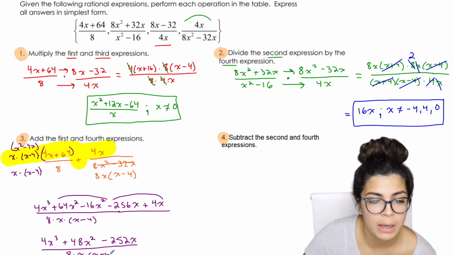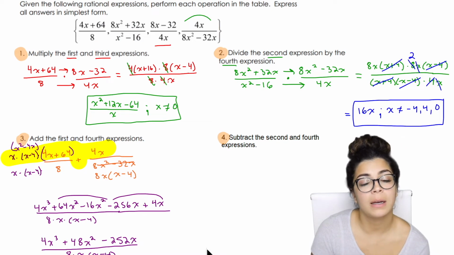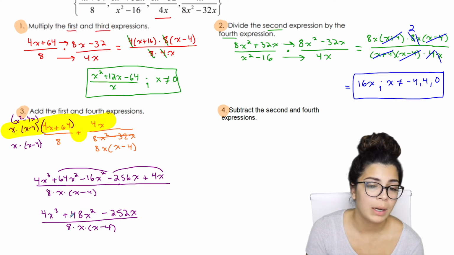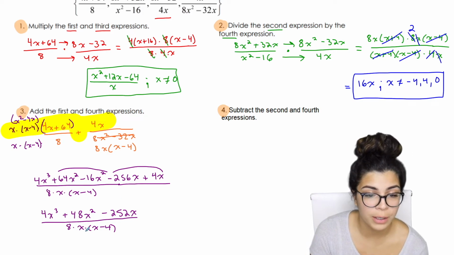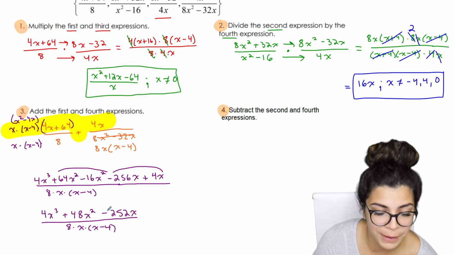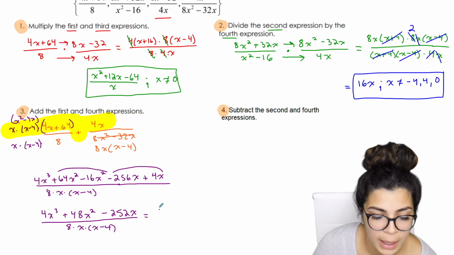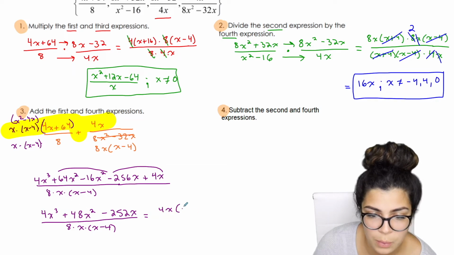Okay, now we need to go in and see, is it possible to cancel out and simplify, right? Now, I can actually factor the numerator. I can factor the numerator by factoring out 4x, and that would leave me with x squared plus 12x minus 63.